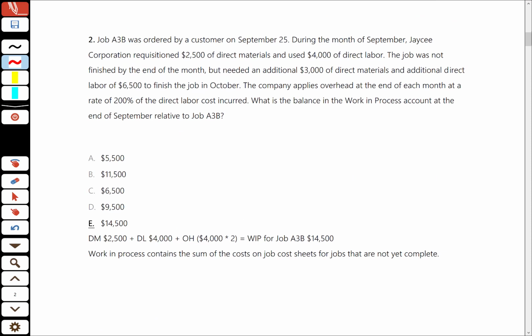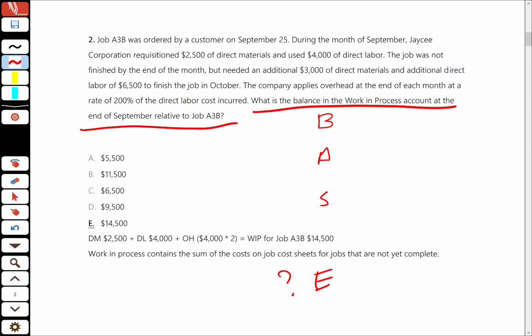So this one asks me, what is the balance in the work in process account at the end of September? So they're basically giving me, for us, this is like baby class, isn't it? They must give me the beginning balance, they must give me the adds, they must give me the subtracts, and this question is like the babyest one of all. They're asking me the ending balance, and this should be a piece of cake, right? So what is the beginning balance in work in progress?